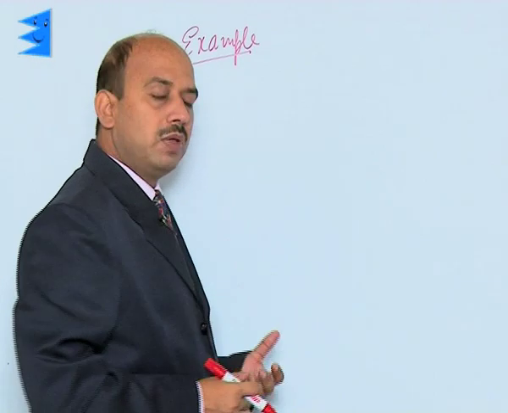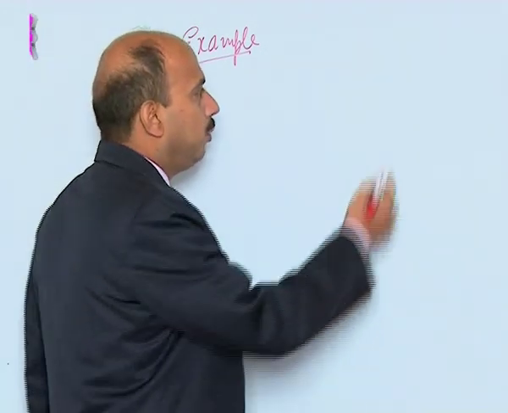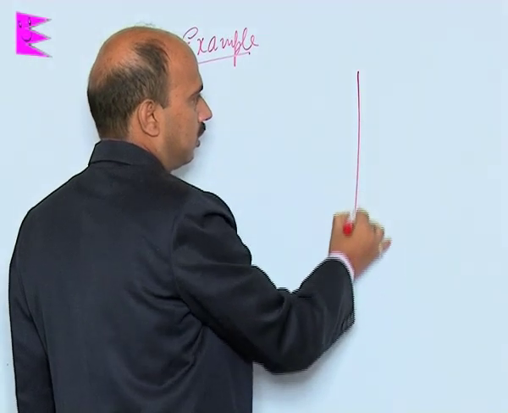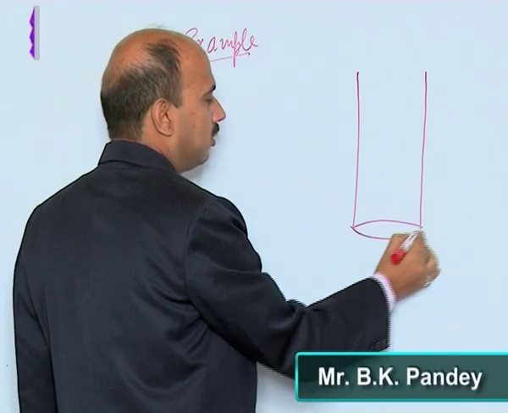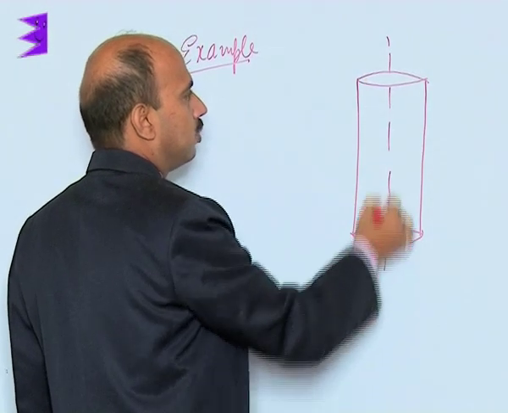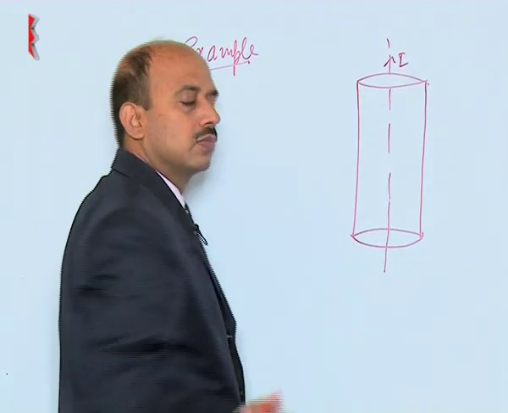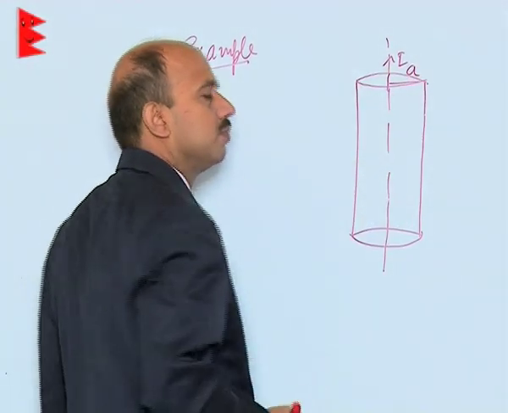Now see the example where we will be using Ampere circuit law to calculate magnetic field. Suppose you have a long current carrying conductor wire like this, whose cross section area is circular, and it is carrying current I throughout, whose radius, suppose I have taken here, is A.